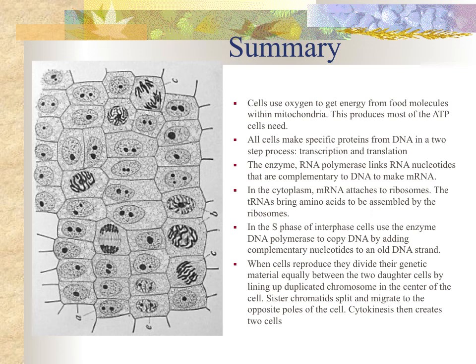Okay. In the S phase of interphase, cells use the enzyme DNA polymerase to copy DNA by adding complementary nucleotides to an old DNA strand. When cells reproduce, they divide their genetic material equally between two daughter cells by lining up the duplicated chromosomes in the center of the cell. Sister chromatids split apart and migrate to the opposite poles of the cell. Cytokinesis then creates two cells.